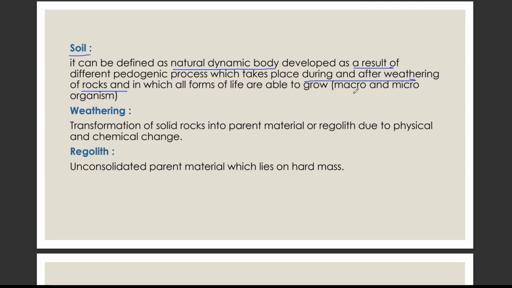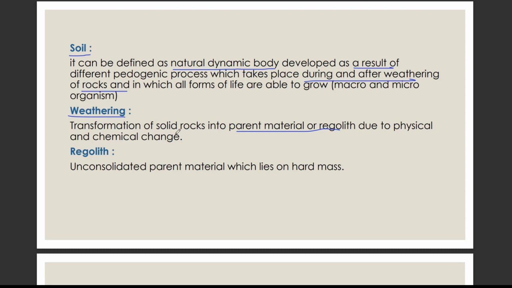Weathering mainly refers to the transformation of solid rocks into parent material or regolith due to physical and chemical change. Physical change is mainly by air, water or temperature. Chemical change is by hydration or carbonation. Also, biological weathering is done by rodents, humans, and other microorganisms. So these things are included in weathering, and by that process rocks are turned into parent material or regolith.